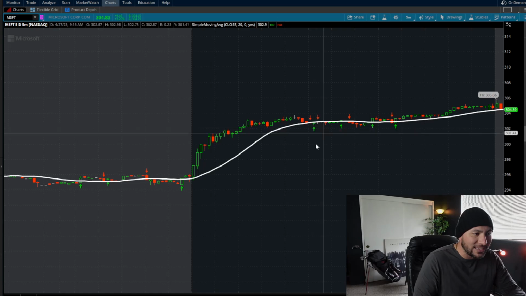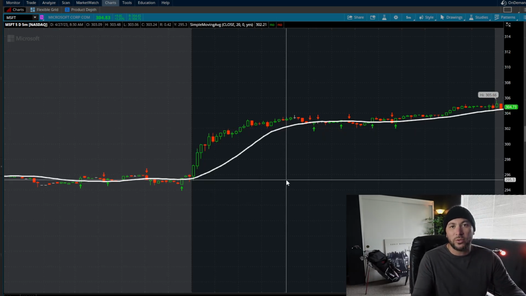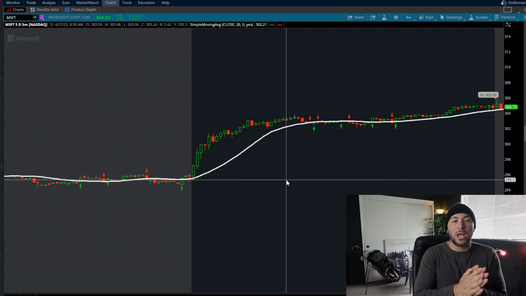Now that the 20 SMA is on your charts, this is going to tell you one of two things. Are we in an uptrend or are we in a downtrend? Are we following along? Very simple. The reason I'm going to keep this very simple is because so many people overcomplicate this strategy when I teach it. There's no reason to overcomplicate it.